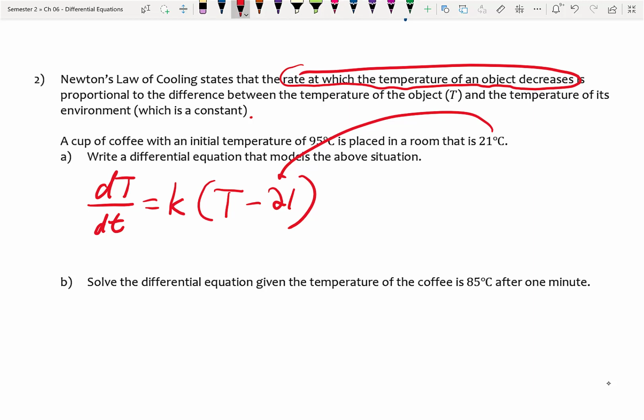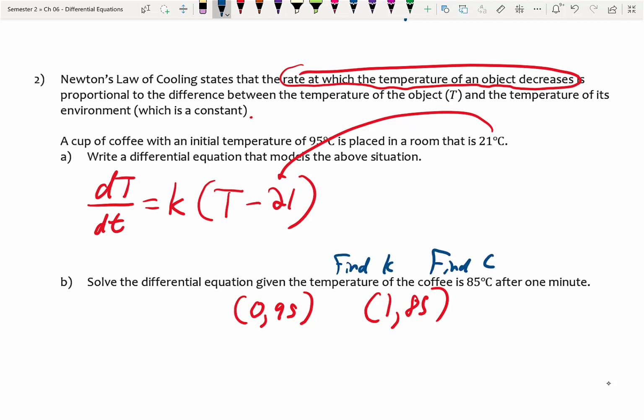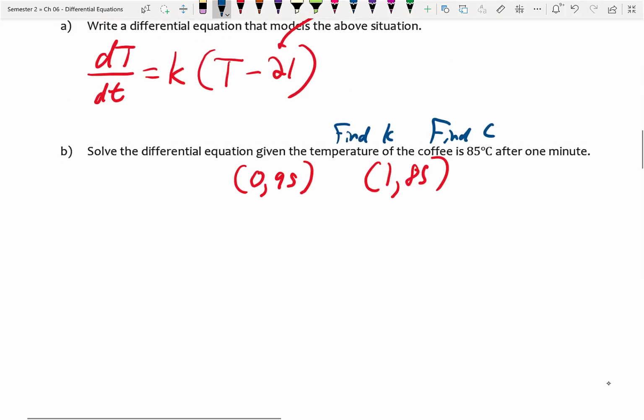So the condition is 85 degrees after 1 minute. This actually means we have two ordered pairs. I have the ordered pair (0, 95), and then (1, 85). Does that make sense? The problem in part B specified the second ordered pair, but the original problem specified the first. And much like before, we are not only trying to find k, we're also trying to find C. Those are the two variables we're going to try to find when solving this.